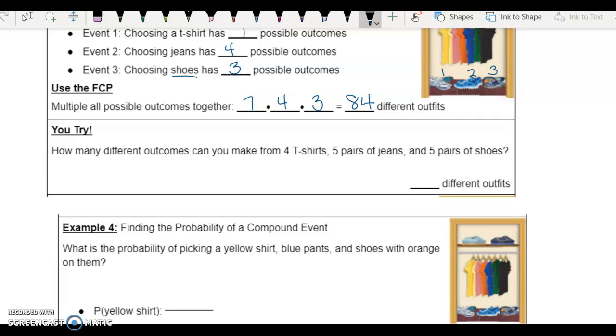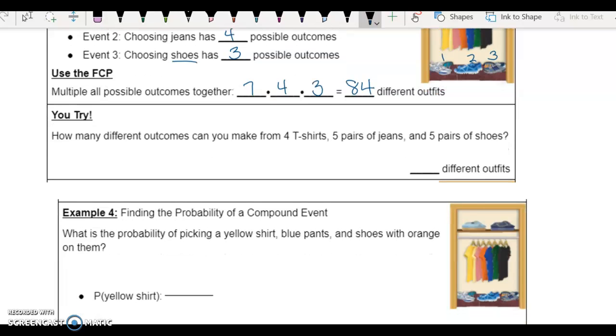How many different outcomes can you make from 4 t-shirts, 5 pairs of jeans, and 5 pairs of shoes? So we are just going to multiply all of those together. So I'm going to have you do that, and then you can check your answer with mine in the next video.